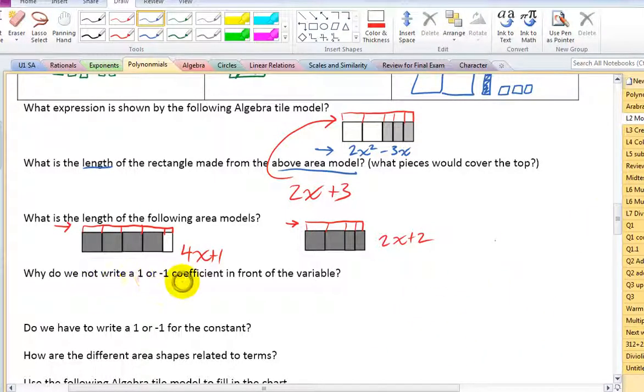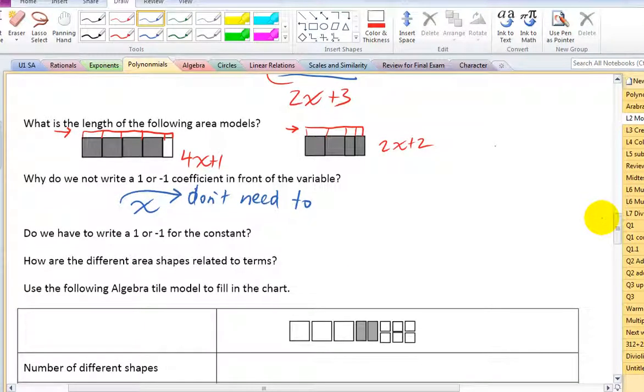Why do we not write a 1 as a coefficient? It's because we don't need to. If you see the letter, you know there's one of them. Otherwise, you wouldn't have written it. Do we have to write a 1 or a negative 1 for the constant? Yes. Okay.